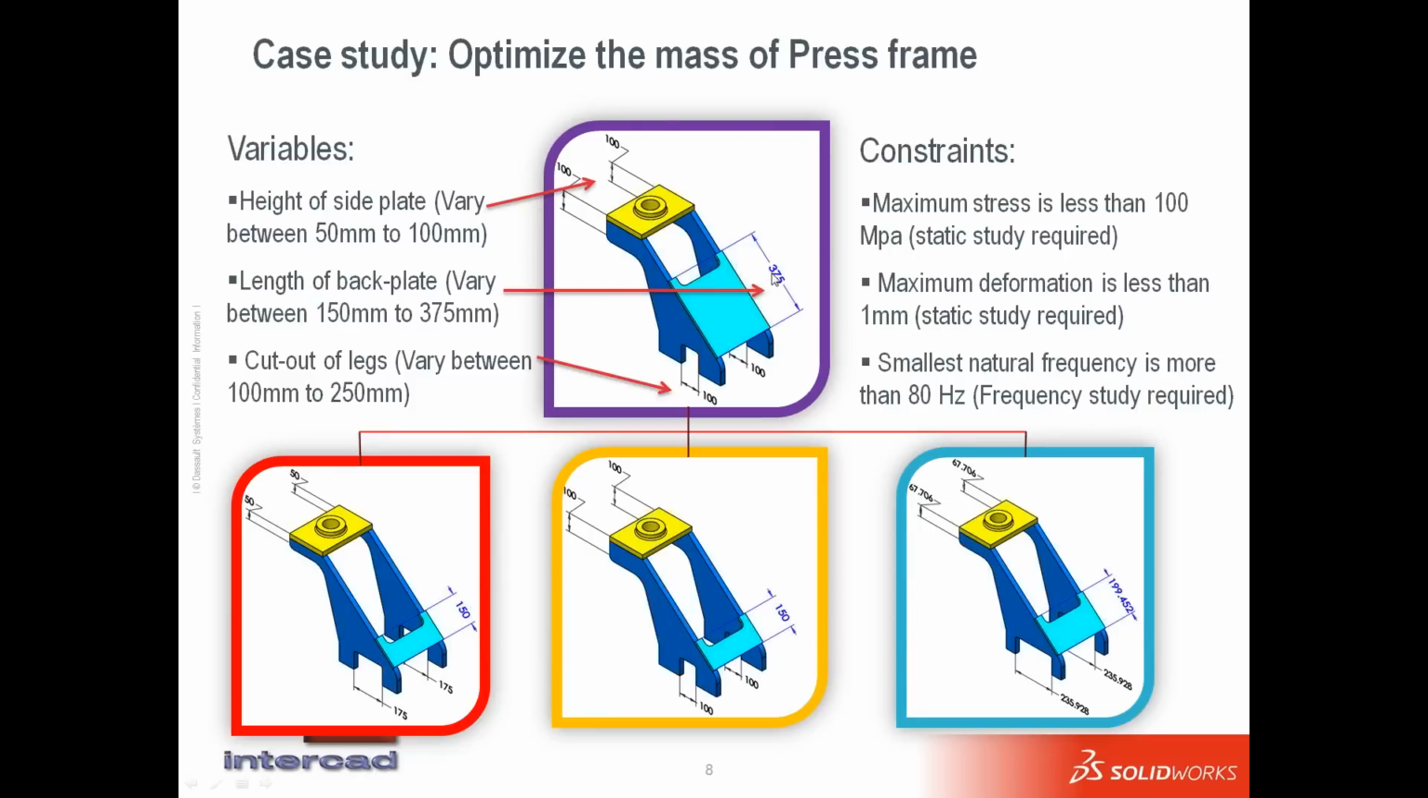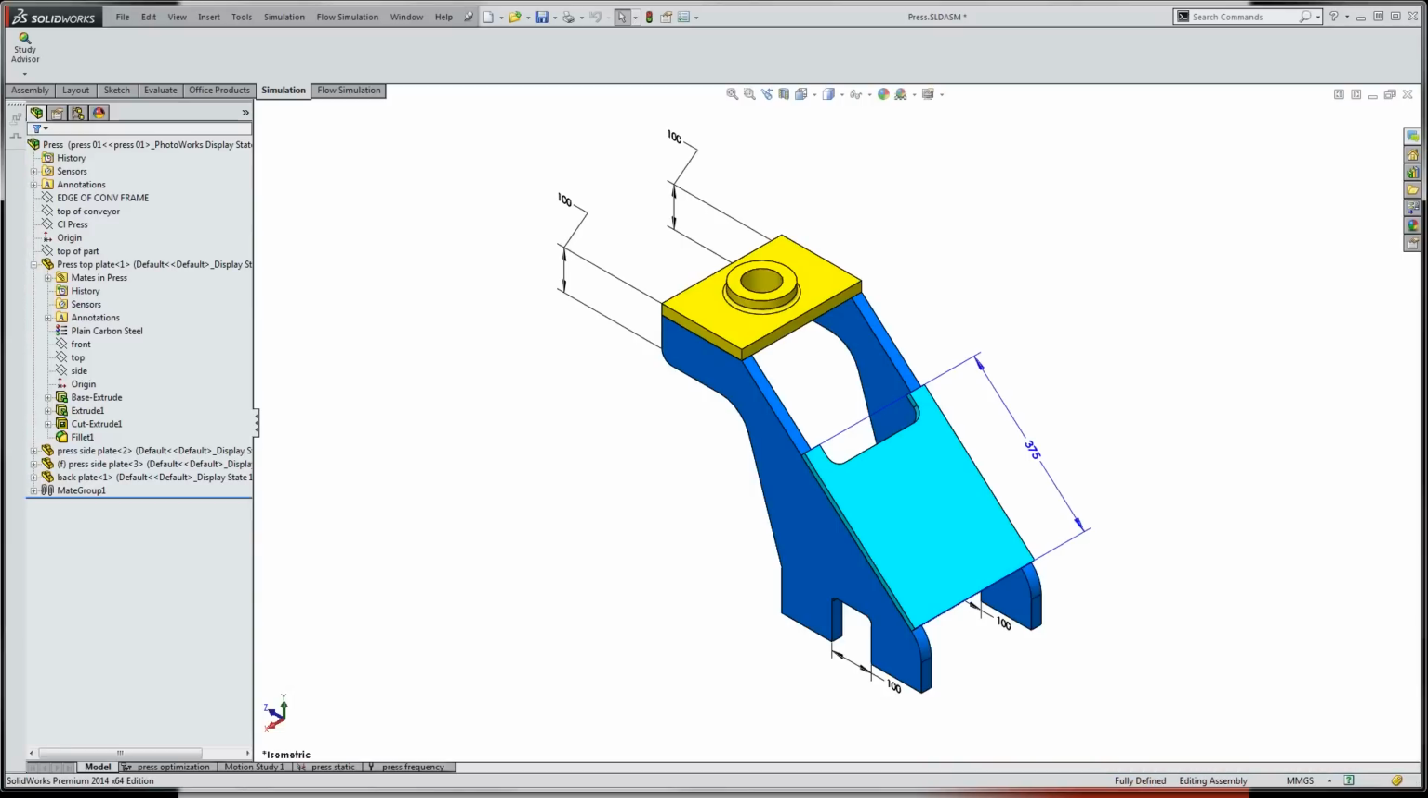Our constraints, the conditions that we have to satisfy, are, first, the maximum stress is less than 100 megapascal, therefore we require a static study. Maximum deformation is less than 1 millimeter. That is the second achievement of our static study. And the smallest natural frequency is more than 80 hertz, so that requires a frequency study. All right, so we might come up with a suggestion, as you can see in the picture, and we simply pick it up and the software will tell us what the optimum one is. All right, now with that introduction, let's go to the case study and have a look.